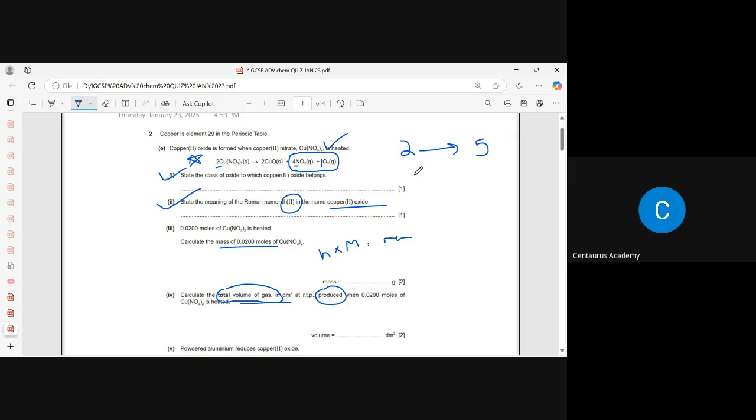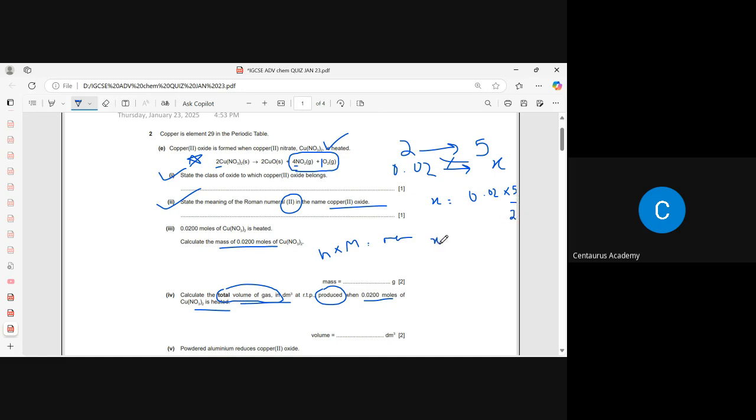Okay. Then they say when 0.02 moles of copper(II) nitrate is heated. So I'm going to mention 0.02 moles here of copper(II) nitrate. How many moles of gas will be produced, right? Then you cross multiply this, which means the number of moles of gaseous products, written as X here, has to be 0.02 times 5 divided by 2. Okay. This will give you the actual amount of moles of gaseous products produced.